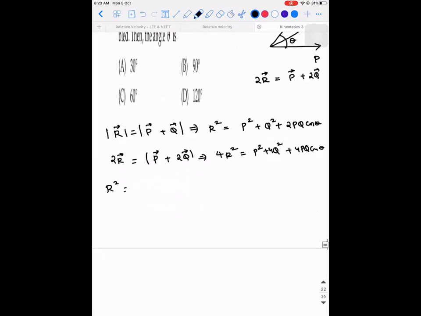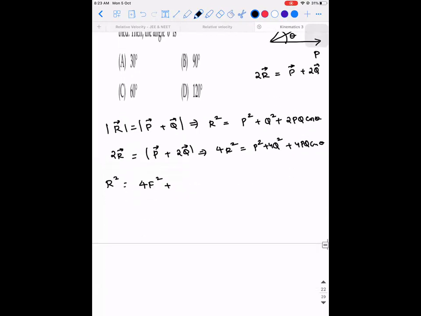So can I write R square is equal to, what is the value of P square, guys? P square is 4F square plus Q square is 3F the whole square, that is 9F square plus 2 into P is 2F, this is 3F. So what will it be? 13F square plus 12F square cos theta is what is R square.